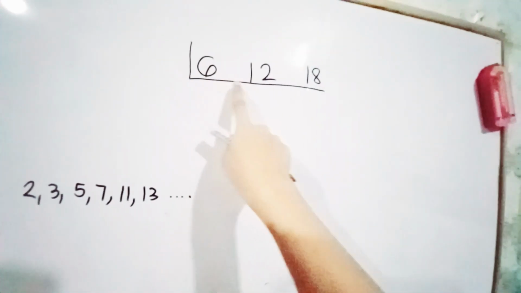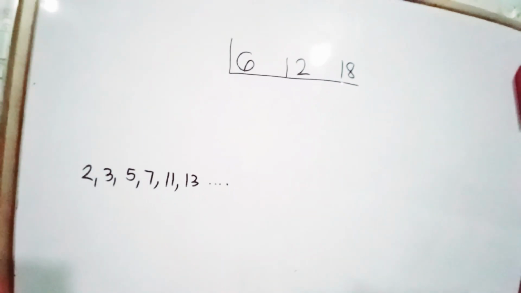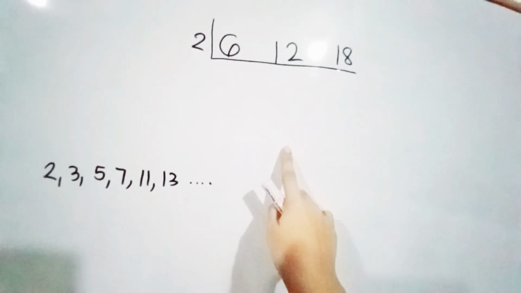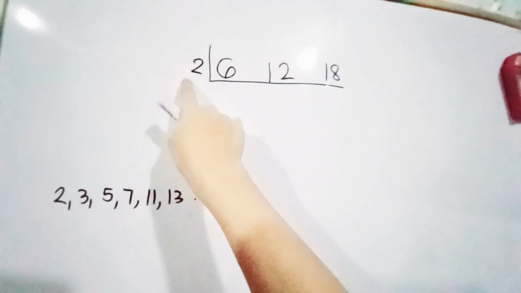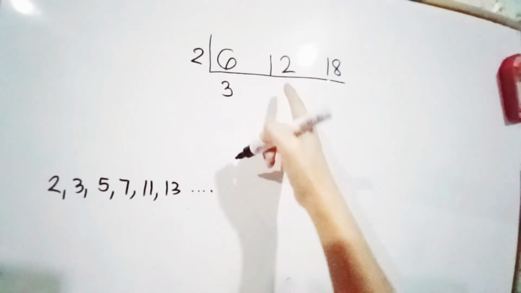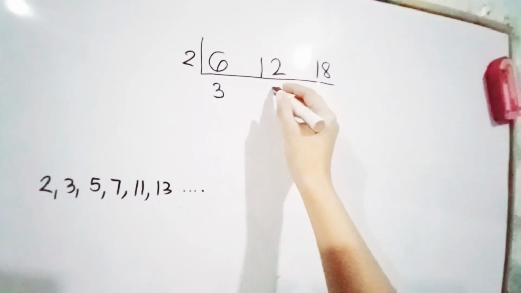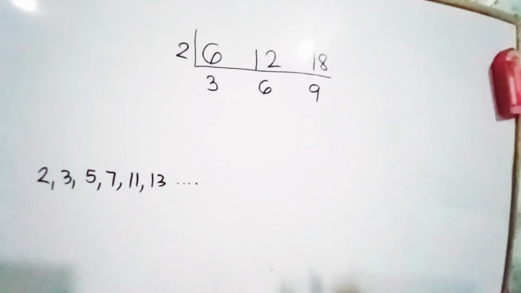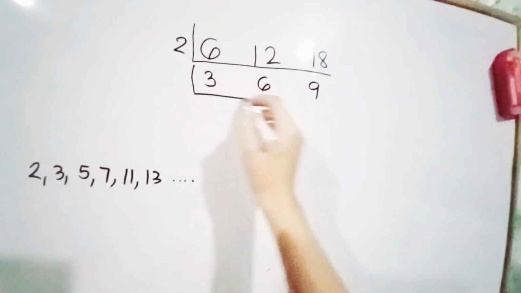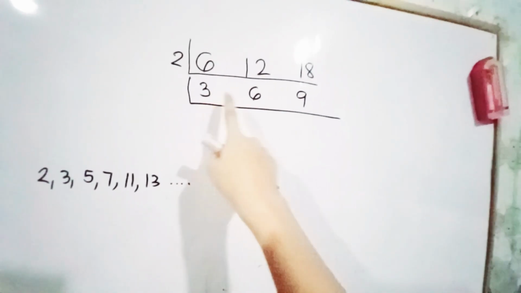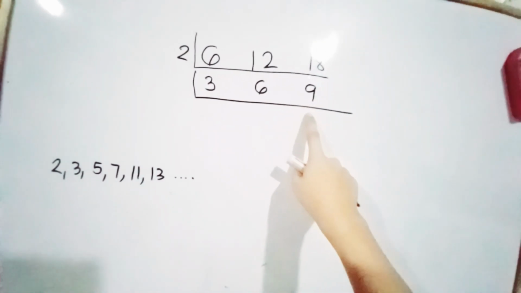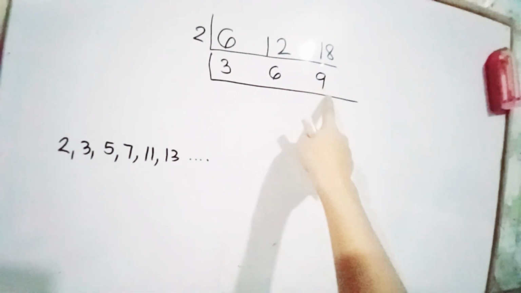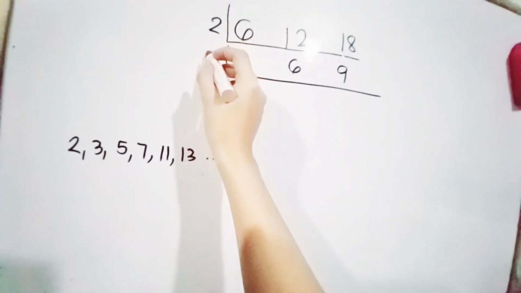Since 6, 12, and 18 are even numbers, we can use this divisor 2. Okay, let's divide. 6 divided by 2 is 3. 12 divided by 2 is 6. 18 divided by 2 is 9. Okay, and then look at the numbers. We have 3, 6, and 9. So looking at our prime numbers, the number that can divide 3, 6, and 9 is number 3.